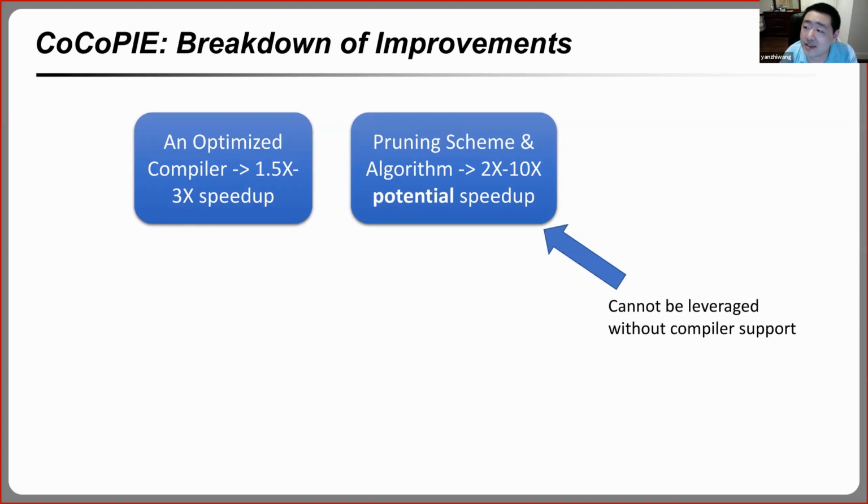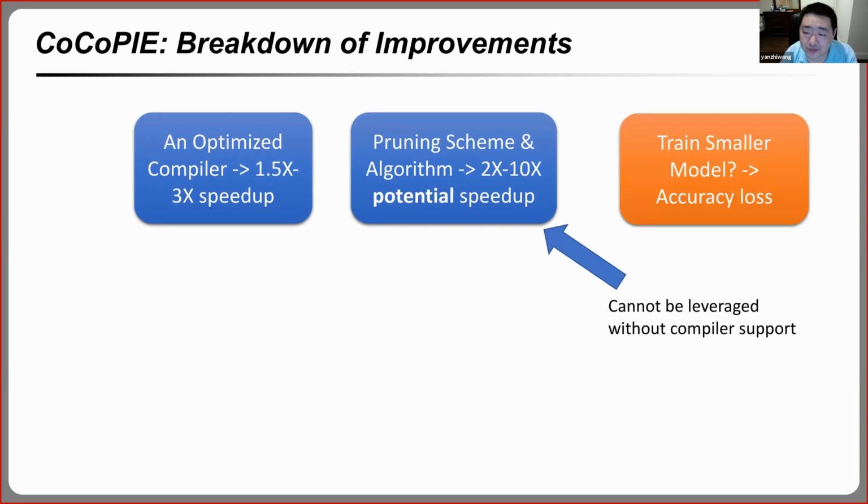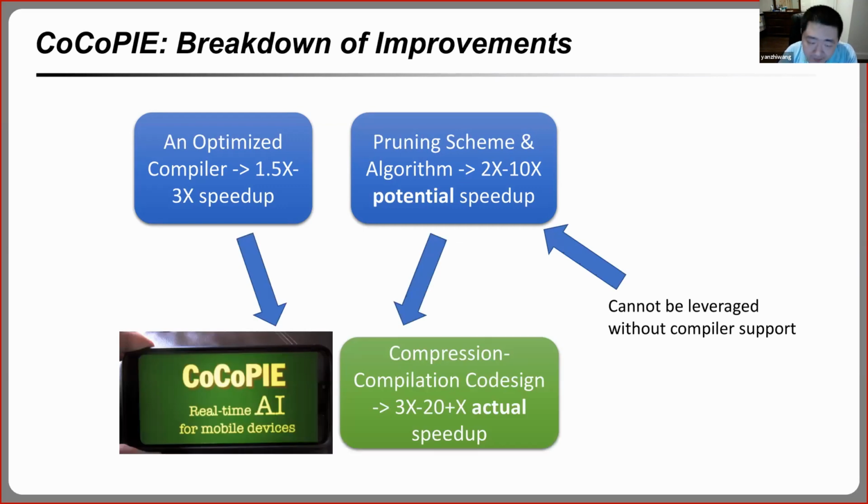So this is the reason that there are not too many people working on pruning at this moment, because it's very difficult. Currently, there is no compiler support. If you train a smaller model using network search, there will be accuracy loss. This is already determined. But when compression and compilation are co-designed and integrated together, things become different. The compiler can provide support for compression, and compression can be compilation-aware. Together we got 3 times to 20 times actual speedup.